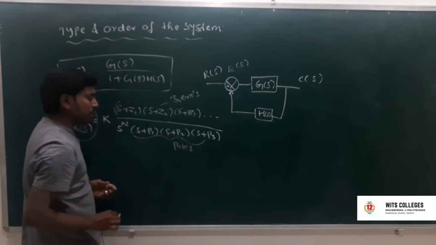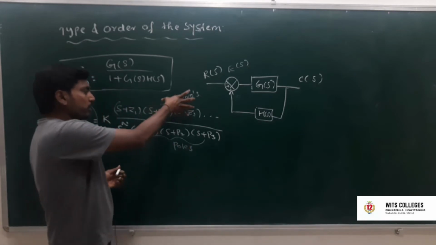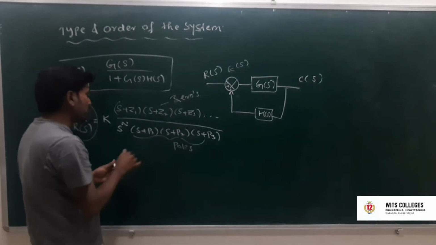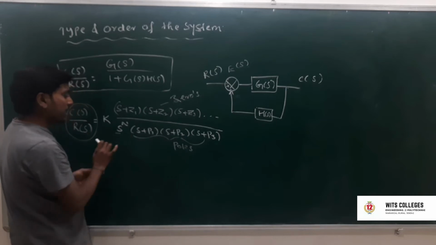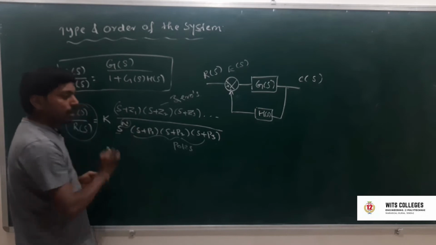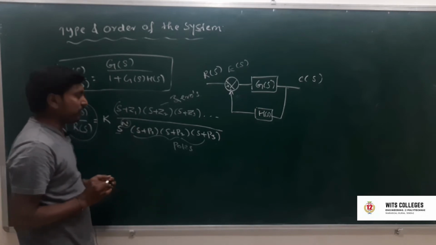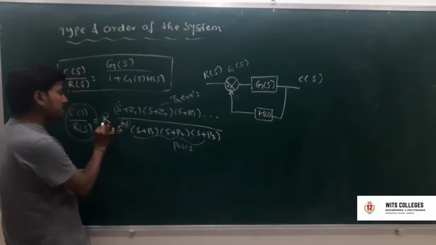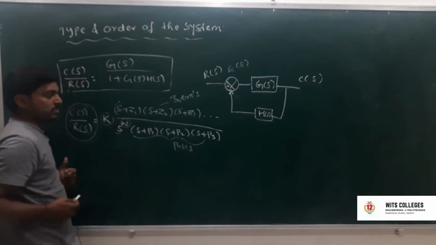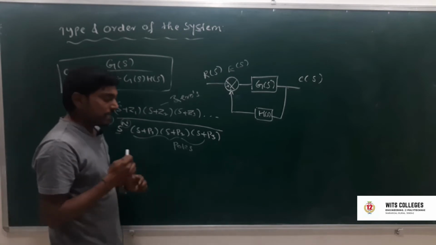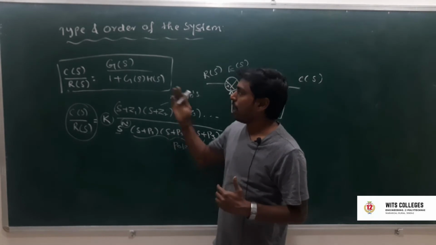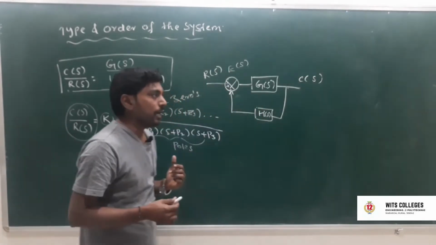Let's consider this transfer function. It consists of 3 zeros and 3 poles, and this s power n is also a pole. Here n is the order or degree of the system, and K is the constant. Based on this transfer function, we define what is meant by type and order. How can you estimate the type and order?